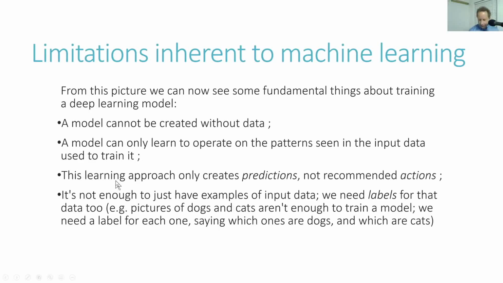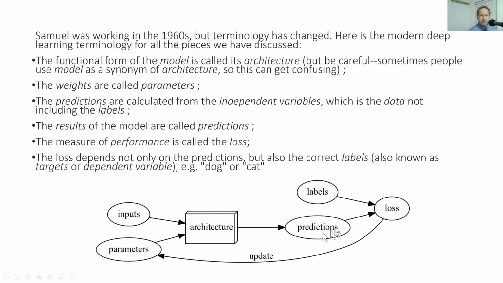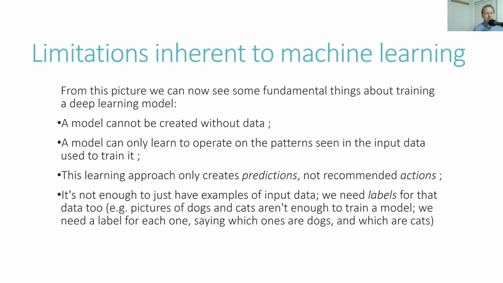Notice also that this learning approach only ever creates predictions. It doesn't tell you what to do about it. And that's going to be very important when we think about things like a recommendation system, like what product do we recommend to somebody? Well, I don't know. We don't do that, right? We can predict what somebody will say about a product after we've shown them, but we're not creating actions. We're creating predictions. And that's a super important difference to recognize.